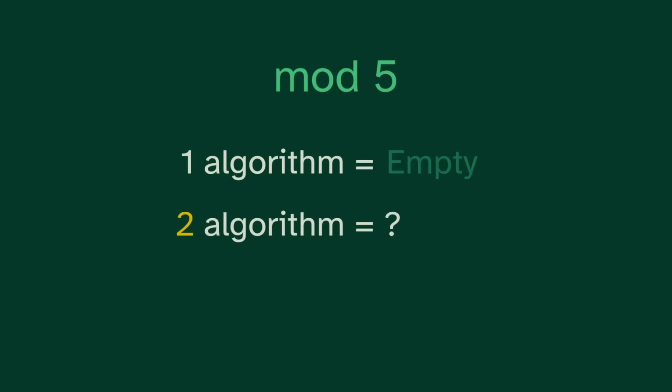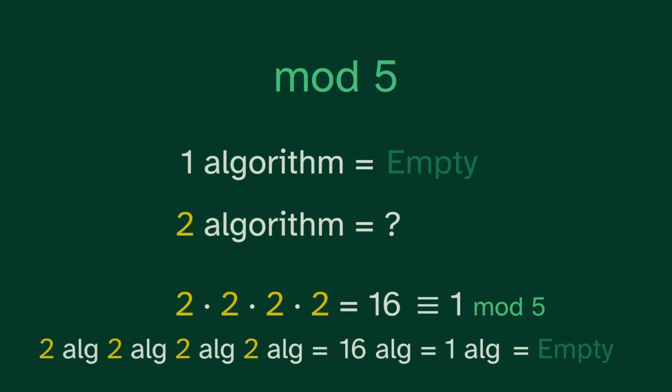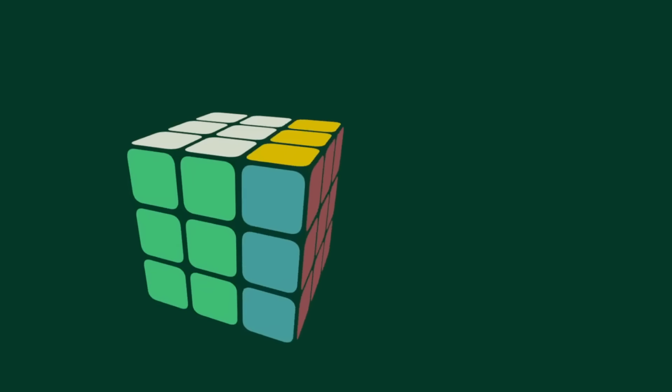What about the algorithm for 2? Let's notice 2 times 2 times 2 times 2 is 16. And 16 is 1 mod 5, because it's 1 plus 15, and we ignore multiples of 5. So the 16 algorithm must be the same as the 1 algorithm. It shouldn't do anything. Which means that applying the 2 algorithm 4 times in a row also shouldn't do anything. It should cancel out. So what cancels out if we do it 4 times? A single move.